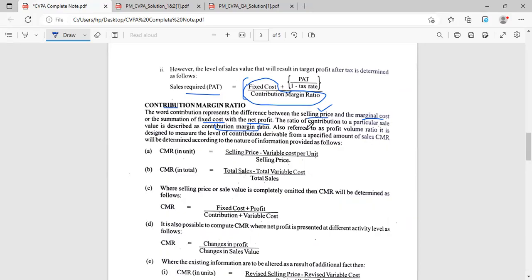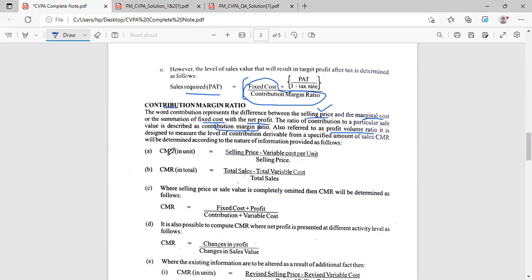Yes, sir. The ratio of contribution to a particular sale value is described as contribution margin ratio. Contribution margin ratio simply means contribution divided by sales. Are you getting it? So that's why they say the ratio of contribution to a particular sale value. So that means contribution divided by sales is equal to what? Contribution margin ratio. Contribution margin ratio is also referred to as profit volume ratio. You always see it like this sometimes in your exam: PVR, determine the profit volume ratio. Are you getting it? It's the same thing.